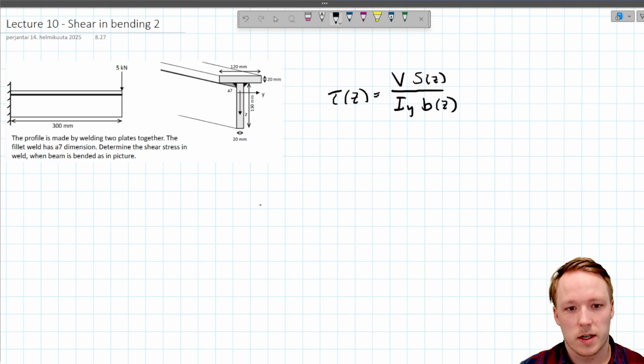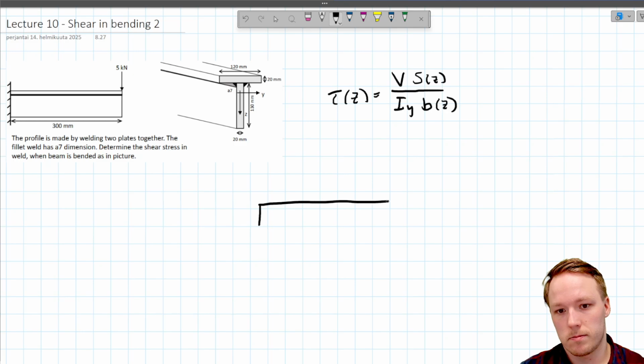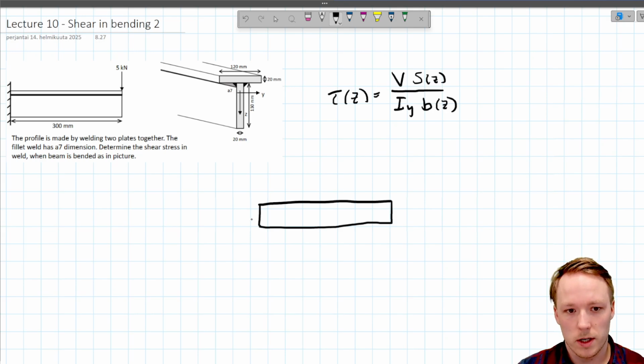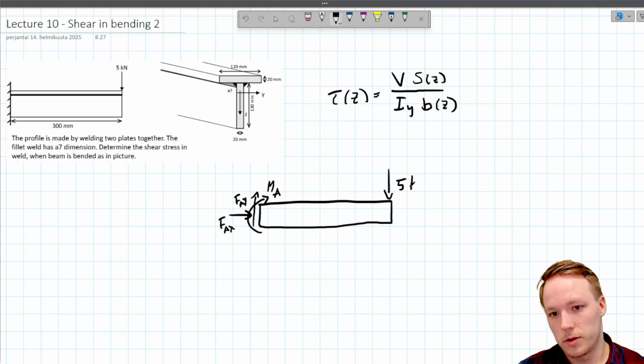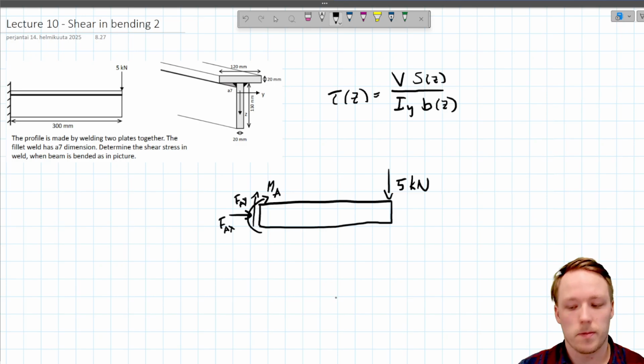Let's draw the free body diagram here. At the wall we have F A Y, we also have F A X, and then we also have the bending moment M A. And in here we have 5 kilonewtons of external force applied to the structure, like so.